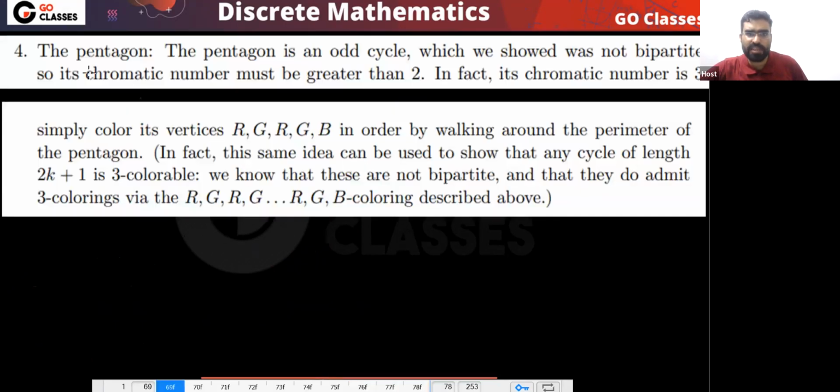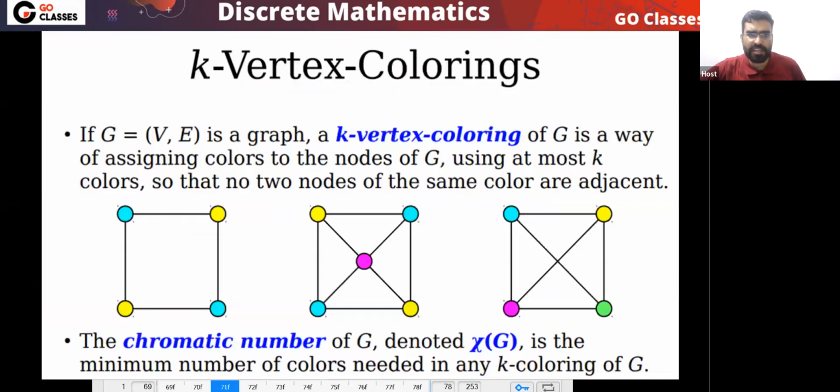So all the graphs we have seen. The pentagon means a cycle of length 5. The chromatic number will be 3. So for any odd cycle, the chromatic number is 3. Okay. So what is this graph? Can anyone tell me? This is your wheel graph. This is W4, and for this the chromatic number will be 3. You can check it out.